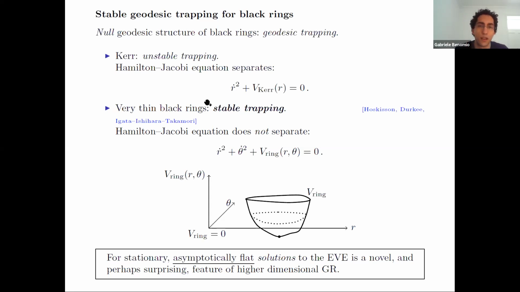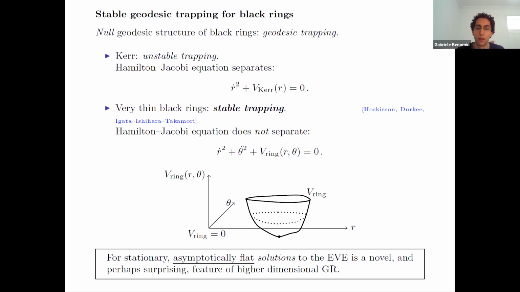The existence of geodesic trapping also affects the very thin black ring spacetimes, but with some important differences. One new feature is that the Hamilton-Jacobi equation does not fully separate. The best you can do is to reduce the study of geodesic motion to a two variable ODE, with again an effective potential that here I call V ring. As in the Kerr case, this potential can be shown to admit one or more extremal points, but now one of these extremal points can be a local minimum of the potential. And this corresponds to the statement that trapping for very thin black rings can be stable. So now if you vary slightly the initial conditions corresponding to a geodesic traveling a fixed radial distance, you will obtain a geodesic that again travels in a bounded region in space and, if you want, oscillates in R around the minimum of the potential.